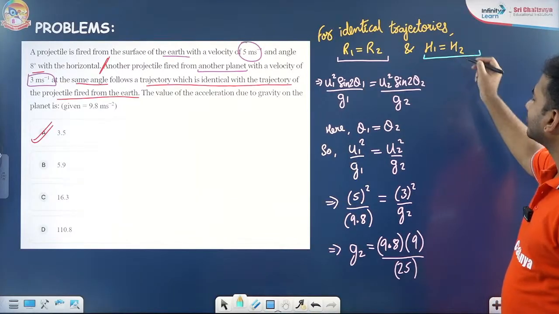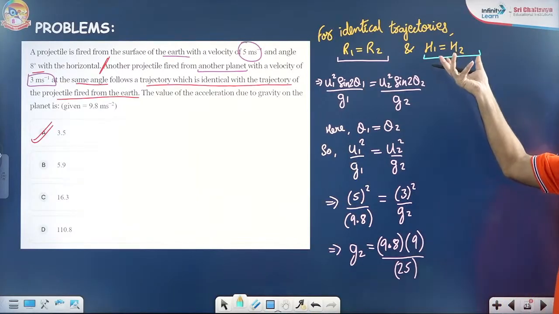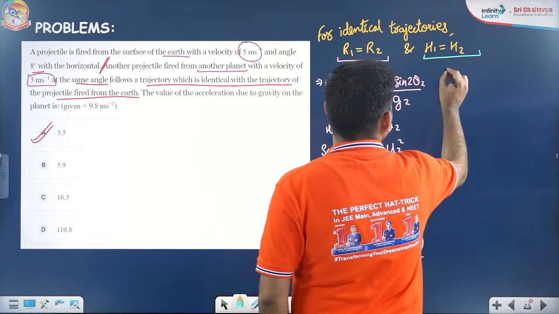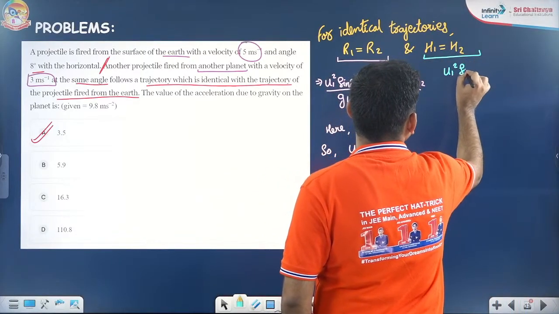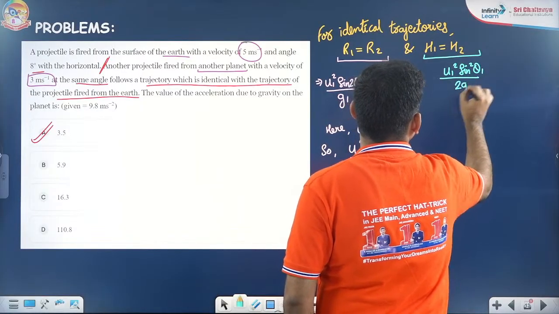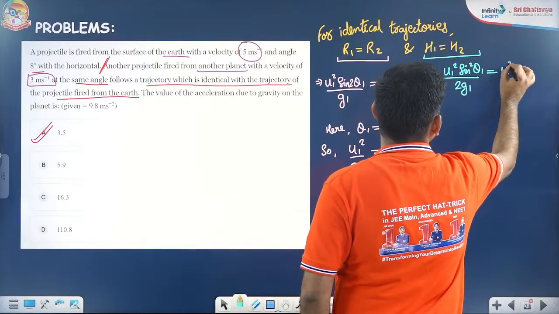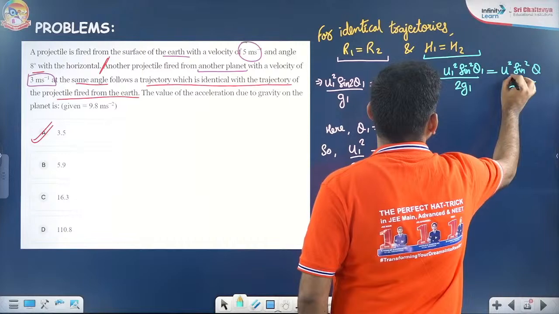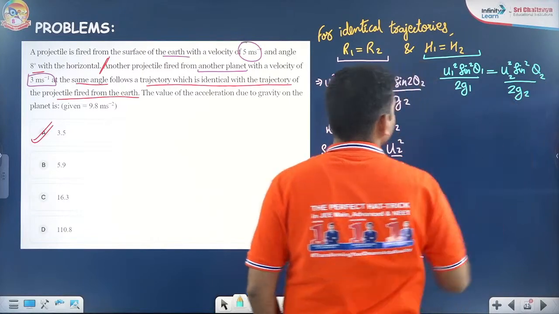If we would have started from this, I would have written the formula for height, but the exact story must be the same. Let us see how. So I would write it as U1 square sine square theta 1 by 2 G1 will be equal to U2 square sine square theta 2 by 2 G2.